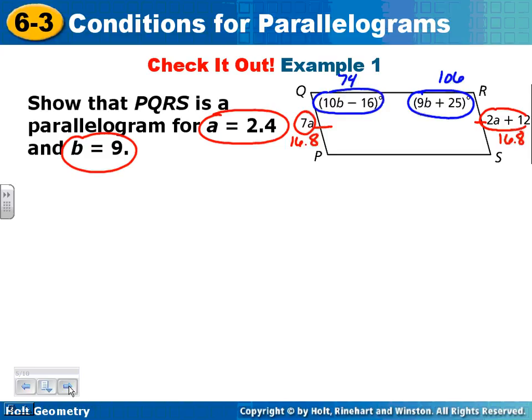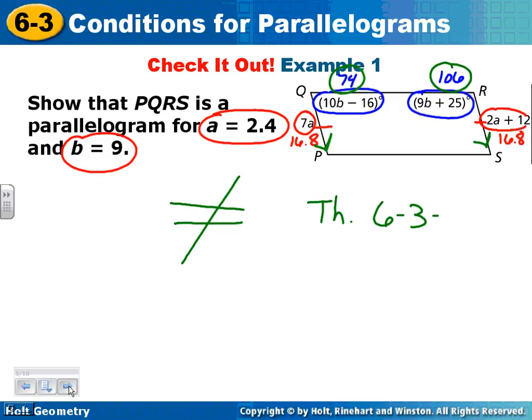Do I have enough information? I don't think I do. I don't think that follows the theorem. I know. I now know. I'll do it in green. These are parallel because 106 and 74 are, remember talking about two lines cut by a transversal? So I have supplementary angles. So I have the left and right side are both congruent and parallel. So this would go with the very first theorem, 6-3-1.